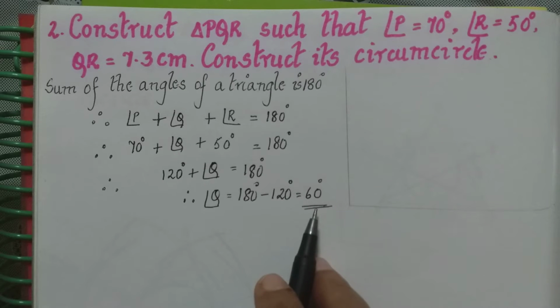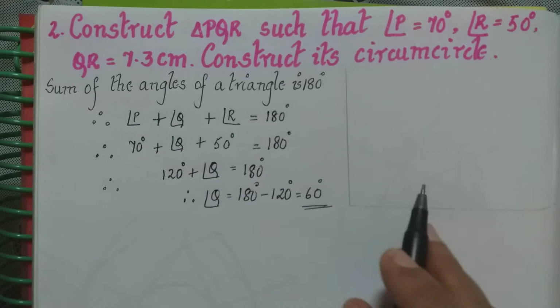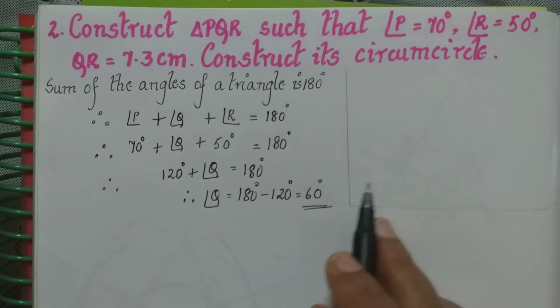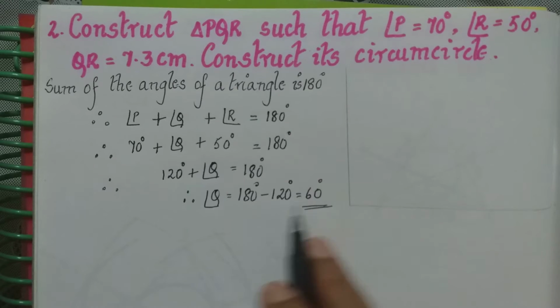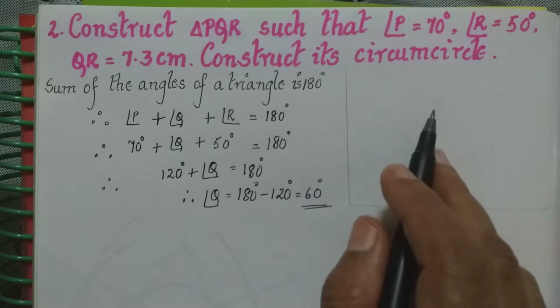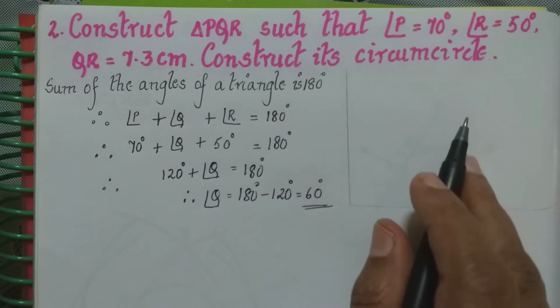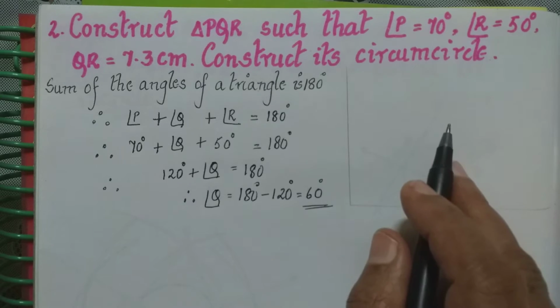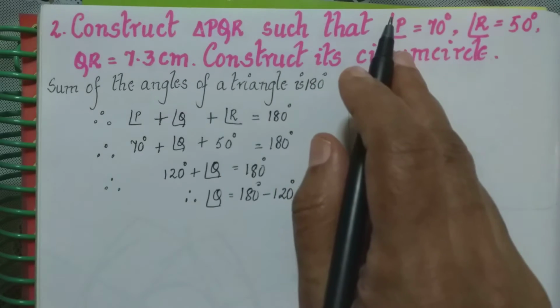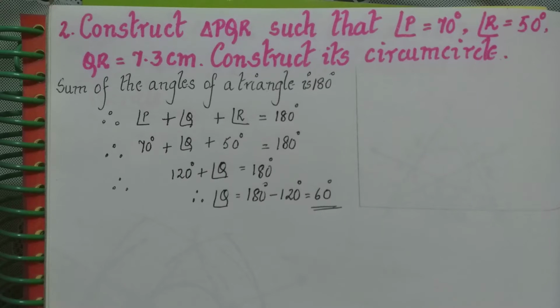Once we have got the measure of angle Q, the segment is QR. So once we draw the base as QR, at Q we can keep the protractor and measure 60 degrees. At R we can keep the protractor and measure 50 degrees. See the point where the two rays meet. That will be the vertex P. Okay, so let us see how we proceed with the construction.